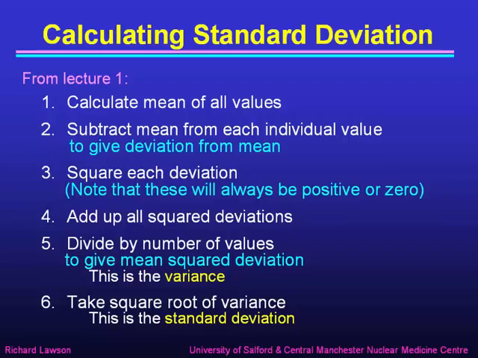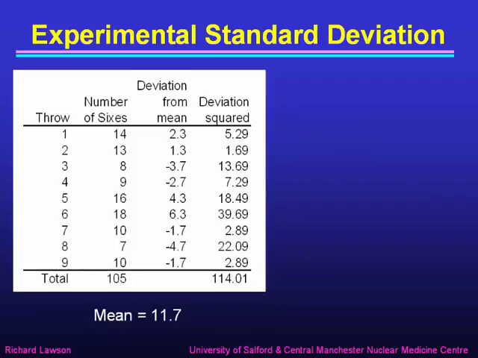Now, to calculate the standard deviation from our experiment, in lecture 1 we had this formula: calculate the mean of all the values, subtract the mean from each individual value to give the deviation from the mean, square each deviation, add up all the squared deviations and divide by the number of values. That gives the variance, and then we take the square root of the variance to give the standard deviation. So here are our values. We've already added those up and calculated a mean of 11.7.